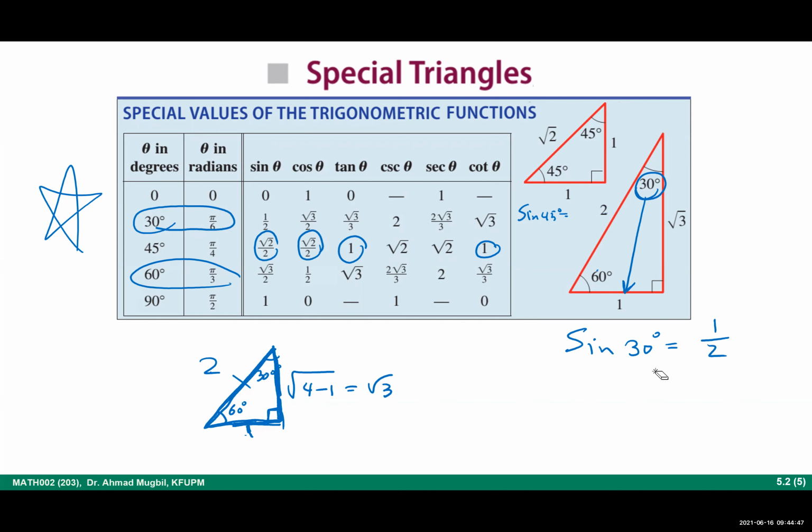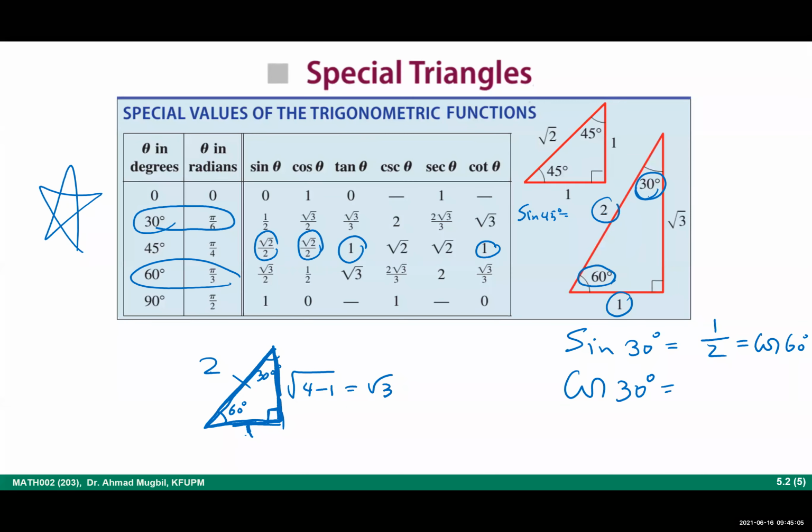And by the way, this is the same as cosine 60. Check. This is 60. For cosine 60, it is the adjacent over the hypotenuse for 60. Also, what is cosine 30? Cosine 30 is the adjacent over the hypotenuse. This is the same as sine 60. Look, this is 60. What is the opposite? Square root of 3 over the hypotenuse, which is 2.